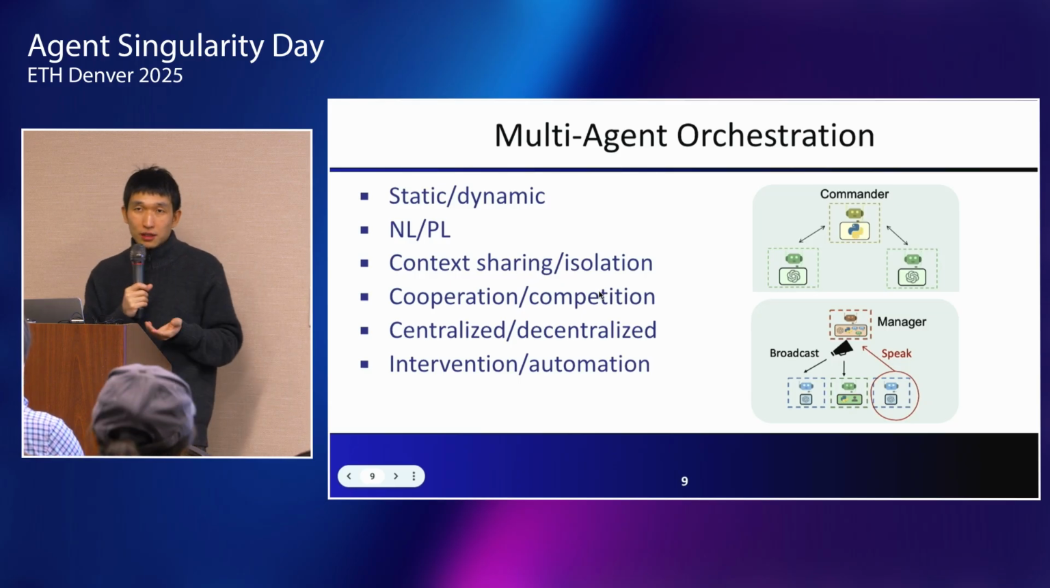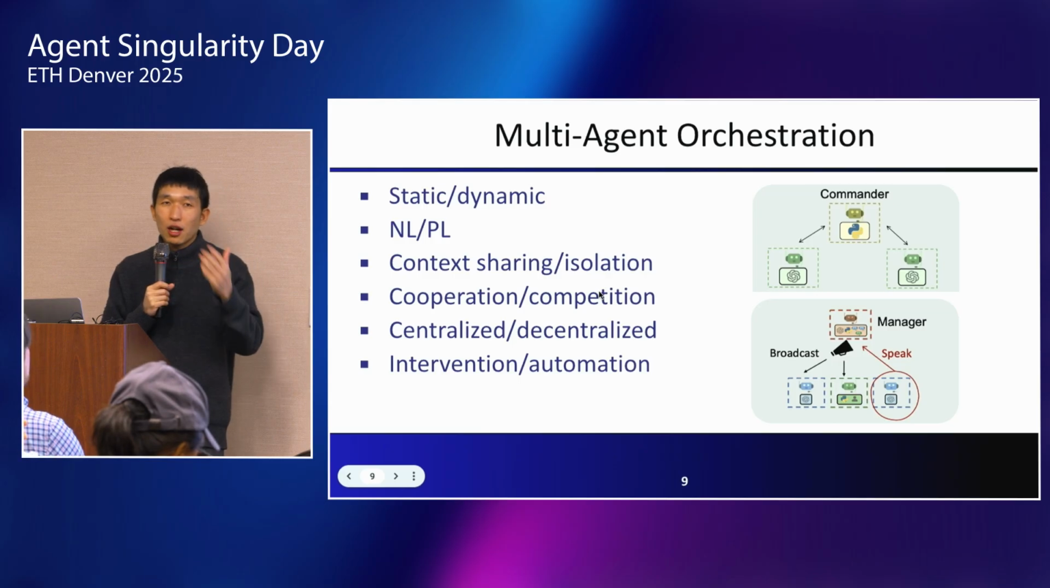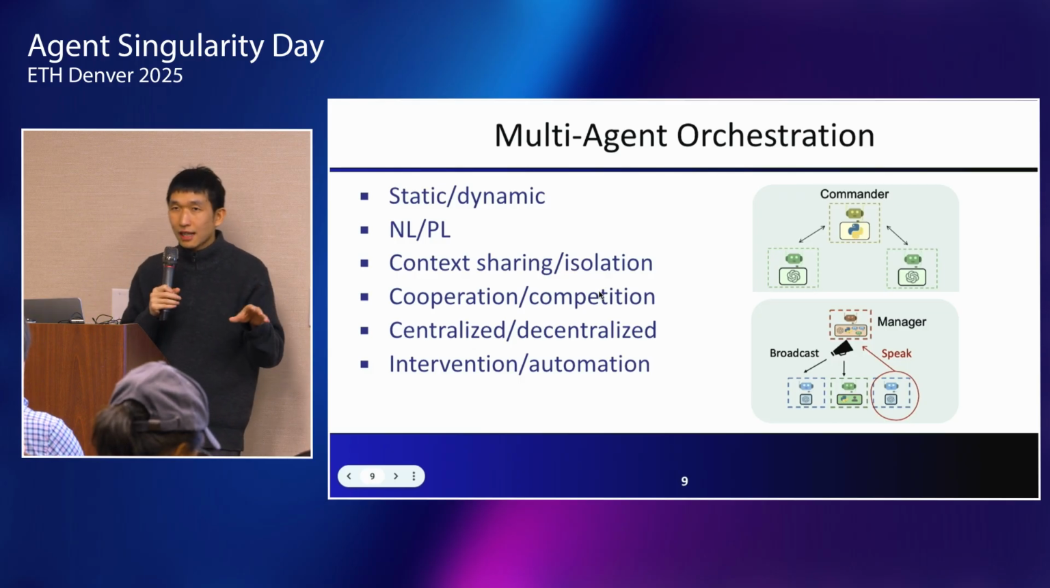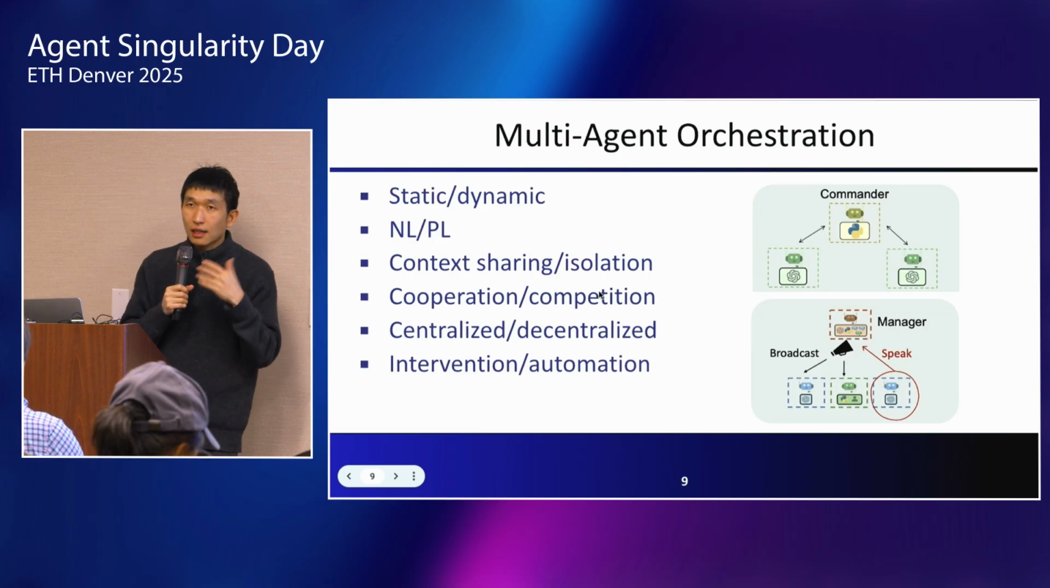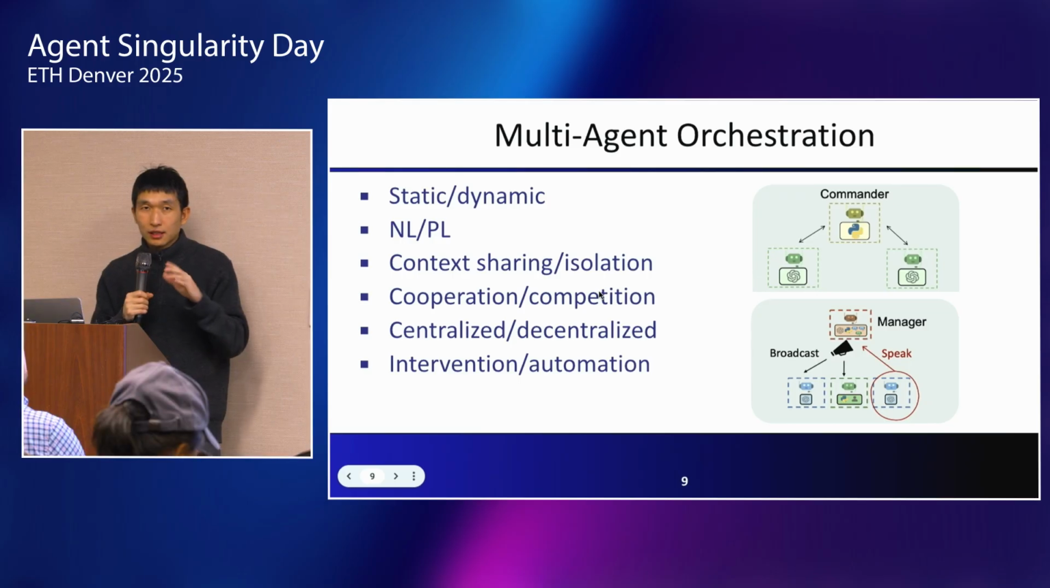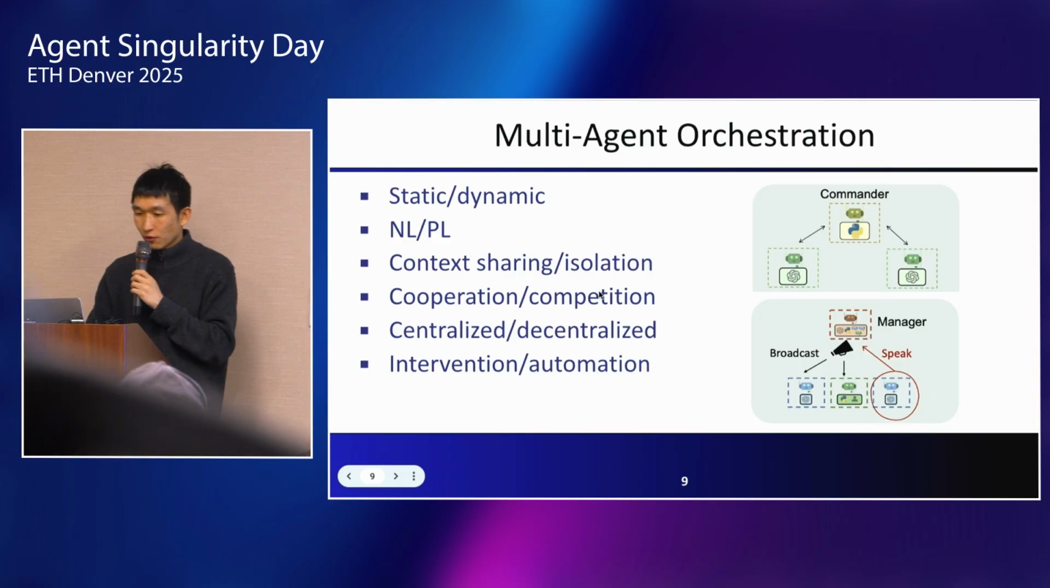And there are also considerations such as, do we have shared context among all the agents, or do we have isolation of certain information from each other? Do we have a decentralized or centralized design? How do we balance human intervention versus automation, and so on? So a generic framework needs to be comprehensive and handle all these different needs.